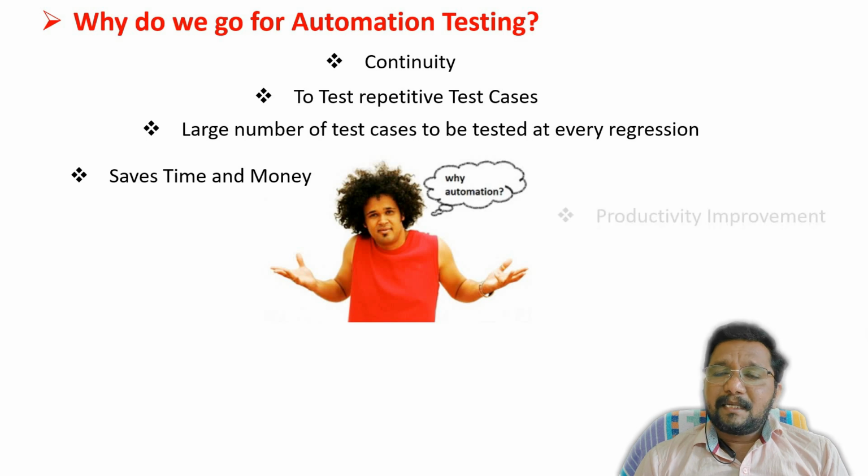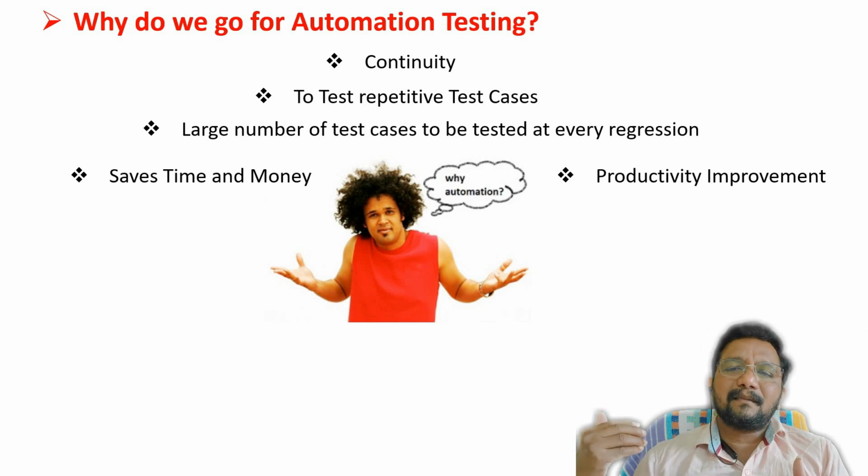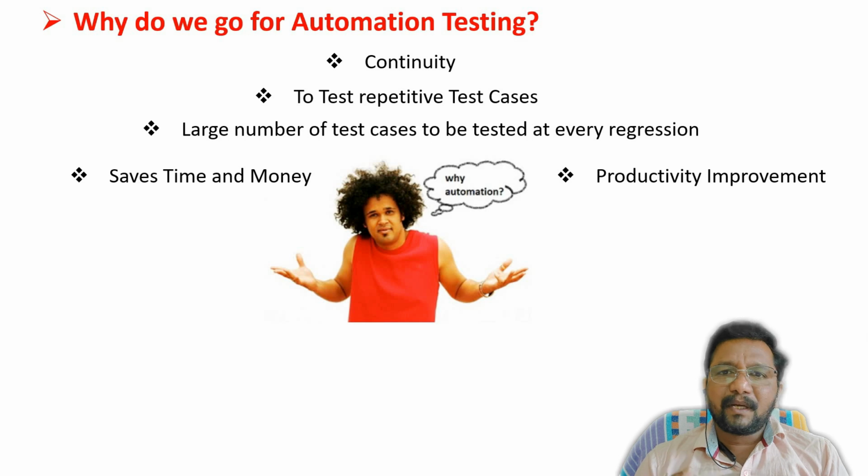The next important point is productivity improvement. The fast results of automation testing tell the development team whether the test cases are passing or failing. That is the reason we can easily identify the tests at a fast speed, triple X speed. Then we can give that status to the development team, so the development team also responds very fast. Then the entire work will be completed soon.